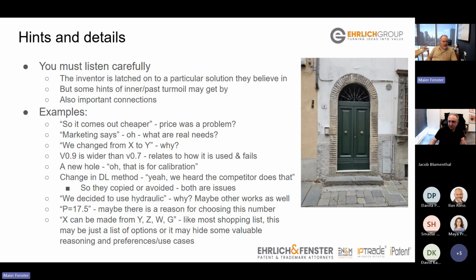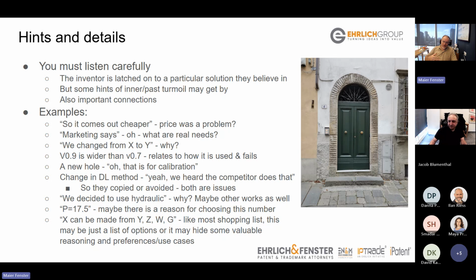Or we made this change. Okay, why did you make that change? Oh yeah, because our competitor does it. Well, is it a freedom to operate problem? Or the opposite? I don't know.